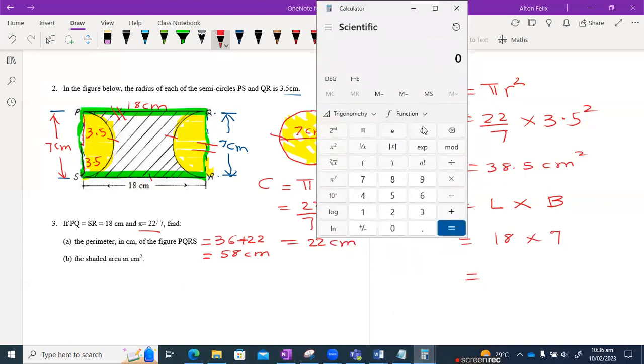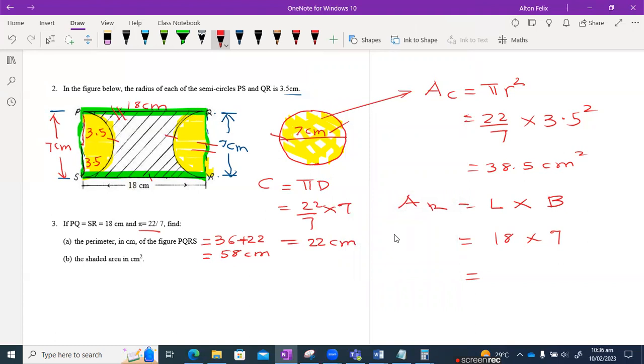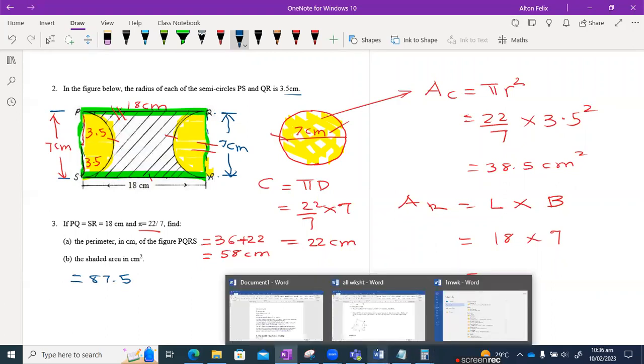So 18 by 7 equals 126. That will be the area of the region shown in green, that green rectangle. And then when we subtract the cutout piece, which is really 2 semicircles, the area of one circle, which is 38.5, we are left with 87.5. So the area of the shaded portion would be 87.5.